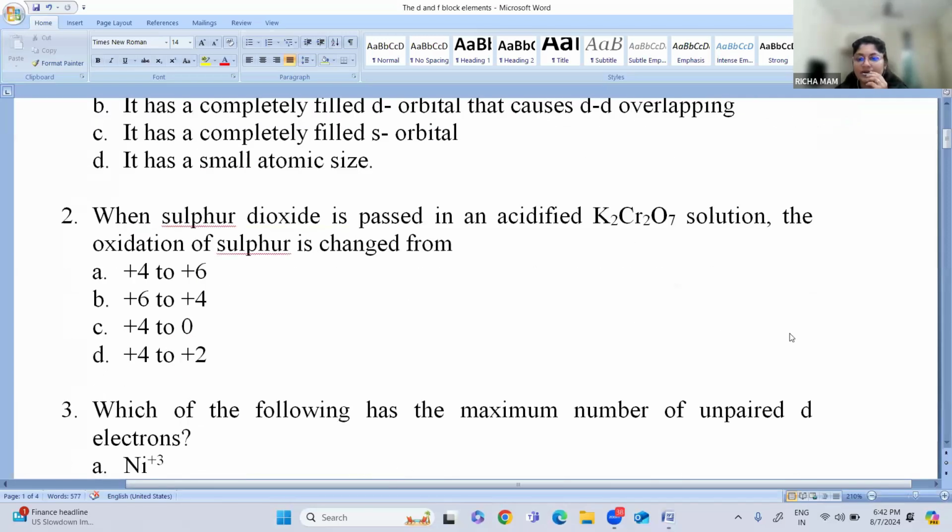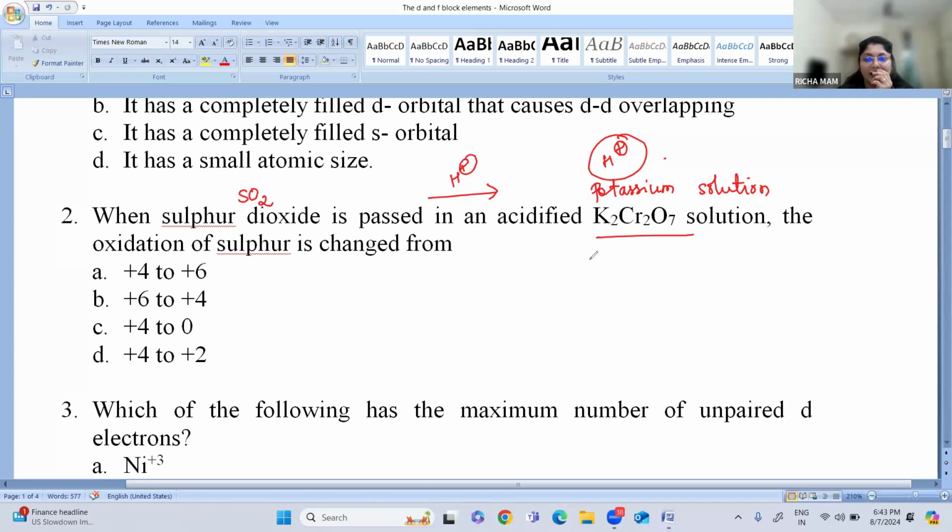When sulfur dioxide is passed in an acidified K2Cr2O7 solution, the oxidation state of sulfur is changed from what? So when you are passing SO2 gas in an acidified potassium dichromate solution, acidified means what? It consists of more H+ ions, so there is the presence of H+ ions in the dichromate solution.